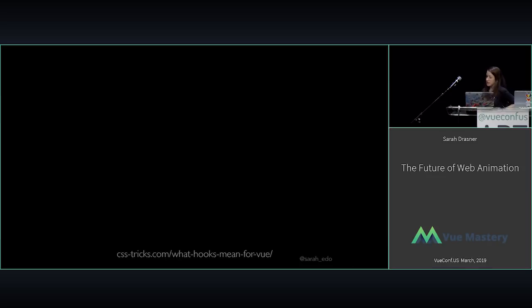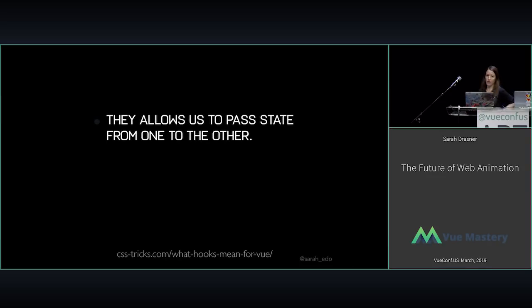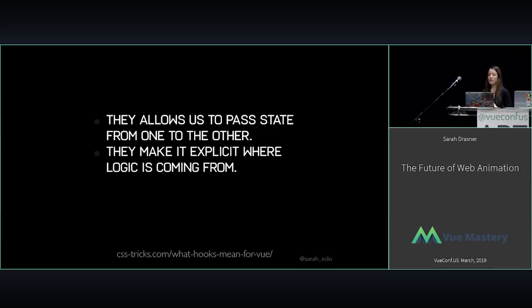So one thing to note about hooks or compositional components and mixins is that they allow us to pass state from one to the other. That's something that mixins can't do. If I have two mixins and we need to somehow have them communicate or compose them together, I can't actually do that. They're not aware of each other. And that's also why composable components is a good name. They also make it explicit where the logic is coming from. With mixins, that's not necessarily true.